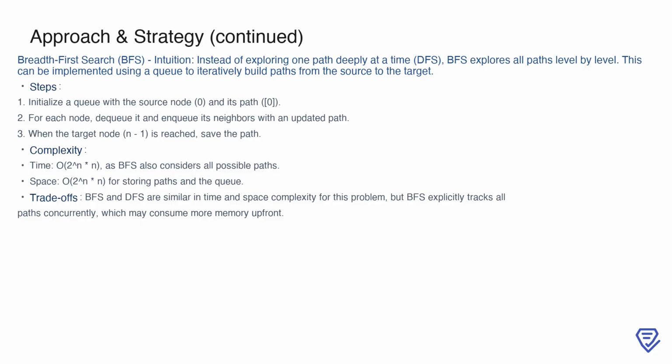When we encounter the target node, we save the path and continue processing the queue until all paths have been explored. The time complexity is O(2^n * n), similar to DFS, as BFS also considers all possible paths in the graph. However, BFS tends to require more memory upfront, as it tracks all active paths concurrently in the queue. While both methods are equally viable in terms of time complexity, this higher memory usage is a trade-off to keep in mind when using BFS for this problem.